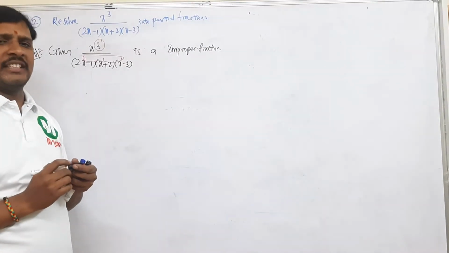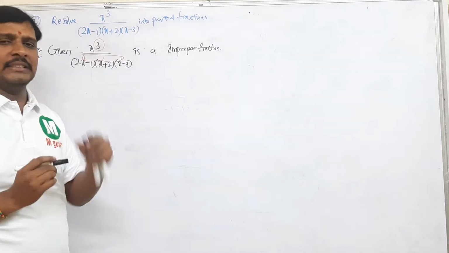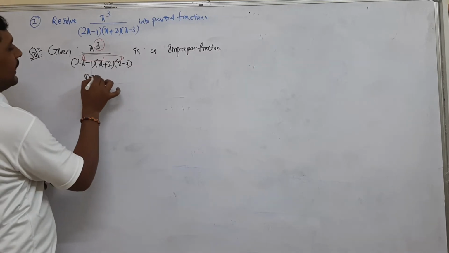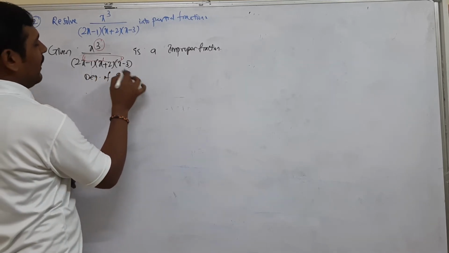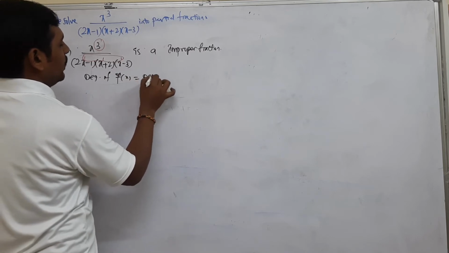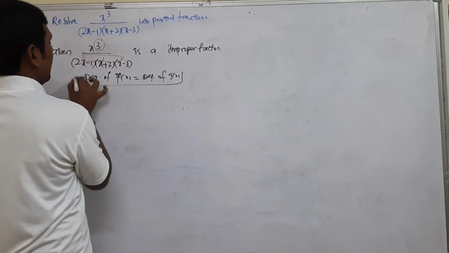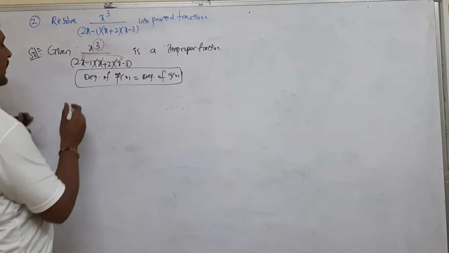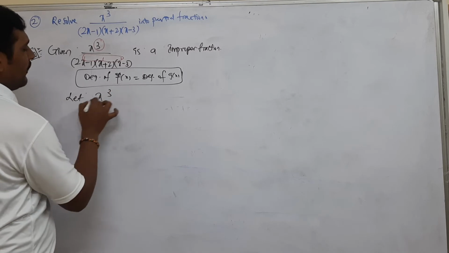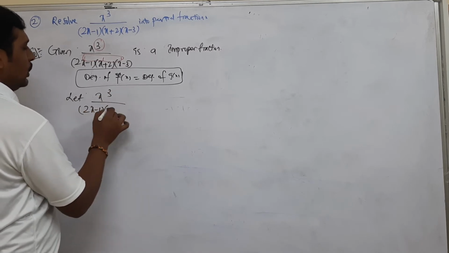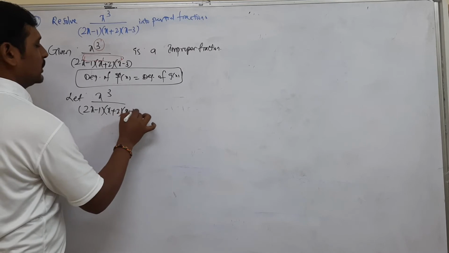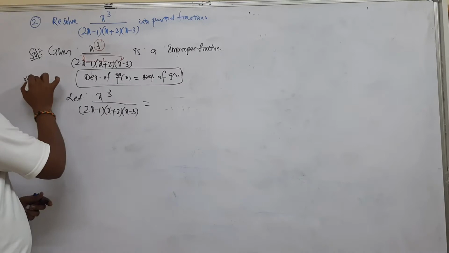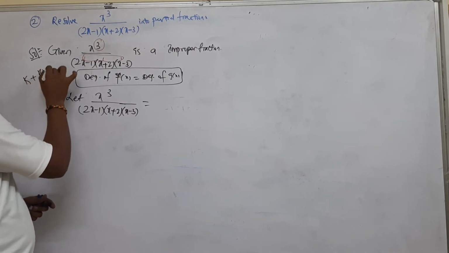But again in improper fractions, we have two kinds. One is the equal case, one is the greater than case. Clearly you can see here the equal case. So the degree of f of x is equal to the degree of g of x. We got equal. In the equal case, it is very simple to write. Let us take the given question x cube by 2x minus 1 into x plus 2 into x minus 3 is, as already we have discussed, we can write it as k plus r of x by g of x.